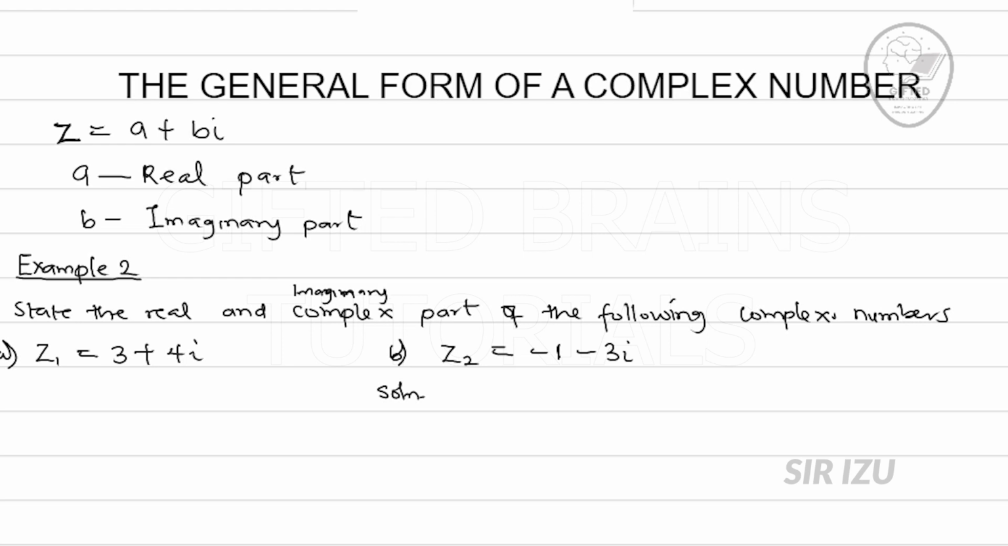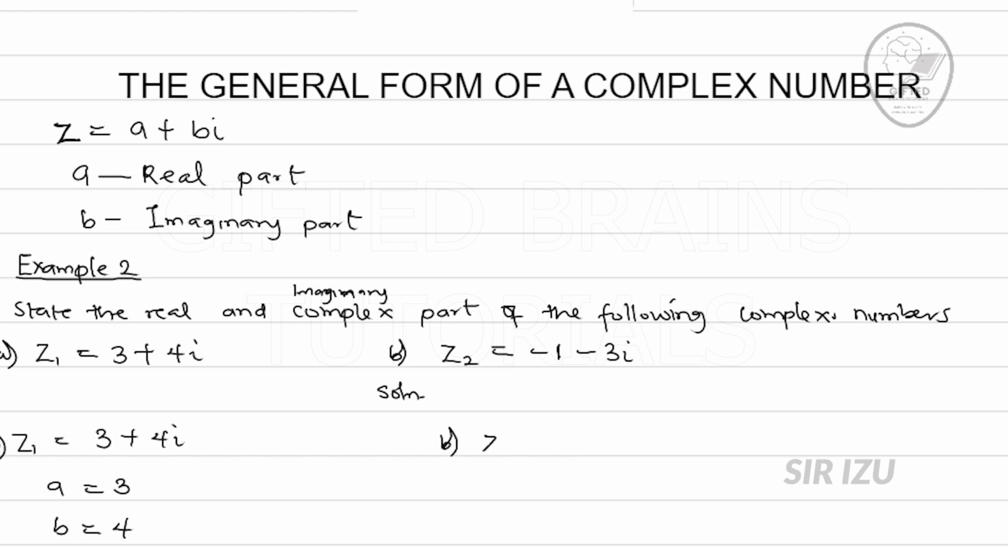Okay. So the first one says Z1 is 3 plus 4i. Obviously, the real part, which we can call a, is just 3 here. And my imaginary part, which we call b, is just 4 here. Please, the imaginary part is not 4i, it is 4. Okay, so that's the a and the b.